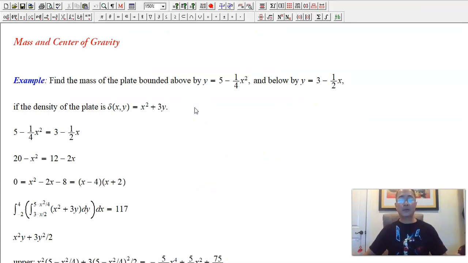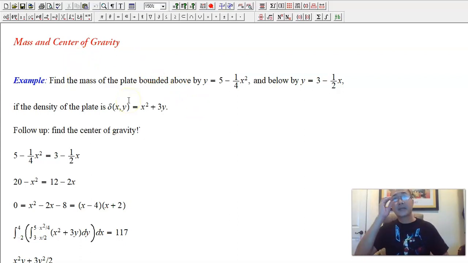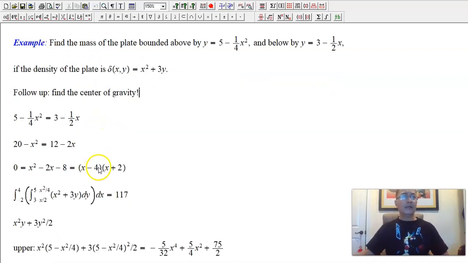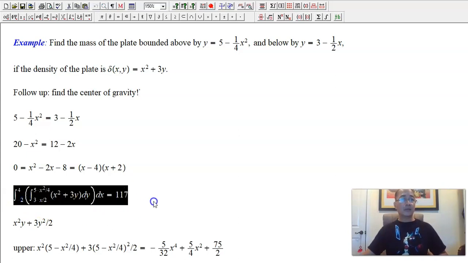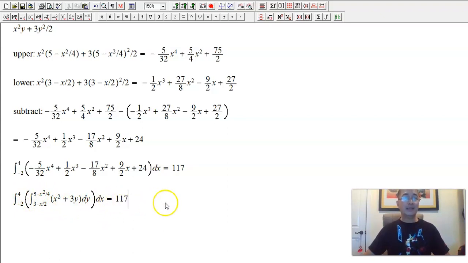All right, back in the workroom. So we want the follow up: find the center of gravity. Okay, it's in the title after all. We already did most of the hard work. We found the mass, and that is by using this double integral. So let's copy that at the bottom. Actually, we do have the answer down there, but more importantly, we need the setup, because yeah, I have the 117 up there. Because we need an extra x over here.